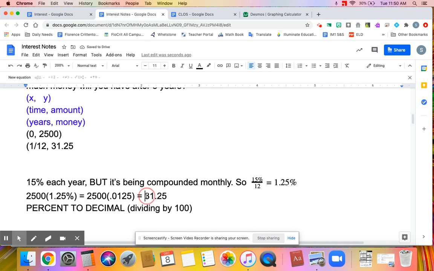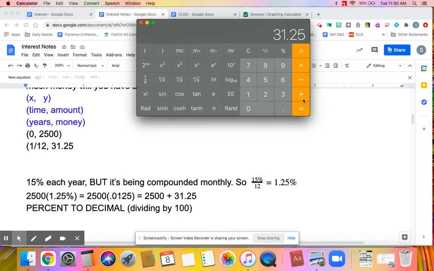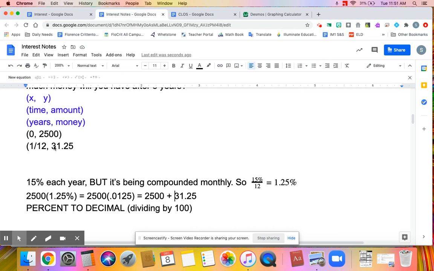So I need to add this amount to the 2,500 that I already started with. So when I add that 2,500 that I started with to the interest I earned, I now have a total of $2,531.25. So after 1 out of the 12 months in a year, this is how much money I have.